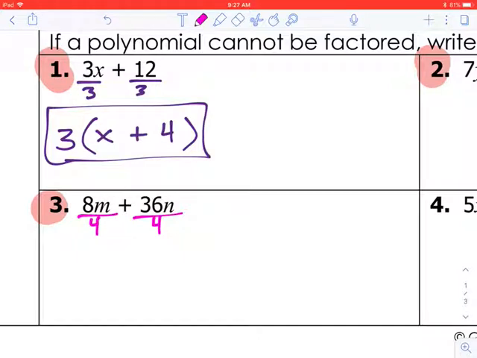Okay, and then m and n are different, so I can't take those out. So 4 is on the outside. 8 divided by 4 is 2 with an m. 36 divided by 4 is 9 with an n.